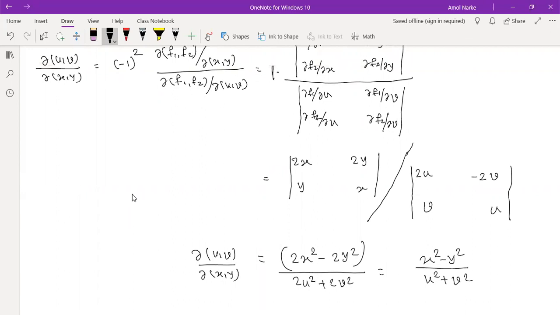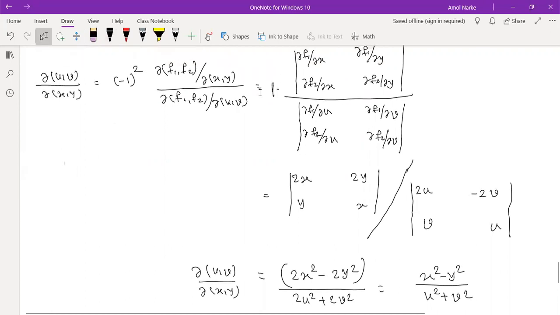Got it, everyone? Clear? Any doubts here? Can I give you one more example to solve here? One minute, sir. Yes, one minute. Only the formula is important. Once you know the formula, you know how to apply Jacobian and everything.